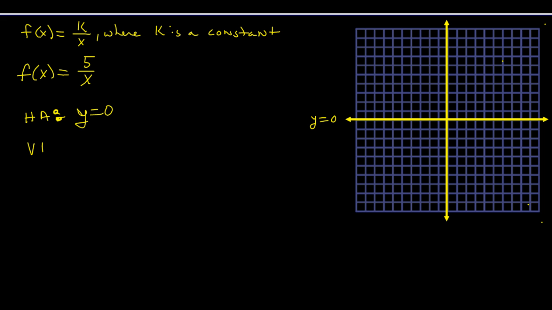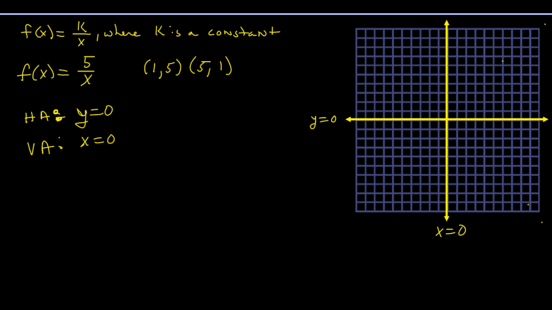I also have a vertical asymptote at x equals 0, which is the y-axis, and I have that because I simply cannot plug 0 in place of x because that would be undefined. So what are my points? Well, there's some convenient ones to use. If I plug 1 in for x, I'm going to get 5 for y. And if I plug 5 in for x, I'm going to get 1 for y.